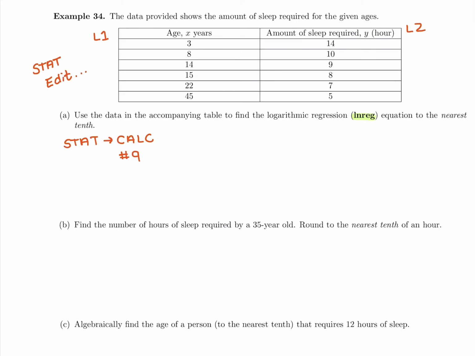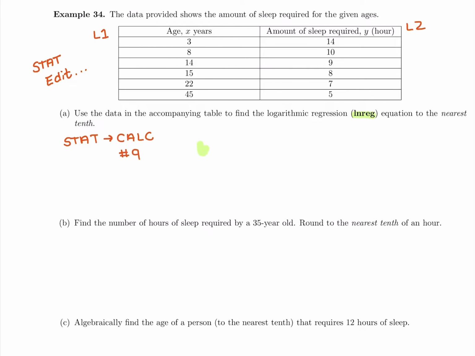You want to look for whatever one says ln regression, and then once you hit that, you're just going to hit enter a bunch of times. It should say L1 for your X list, L2 for your Y list, and then if you hit enter, it should produce an equation, and it tells you that you're going to write it as Y equals A plus B ln. So for our A, we're going to round to the nearest tenth, so it should be 17.3, plus our B is actually a negative, so we're going to do minus 3.3 ln of X.